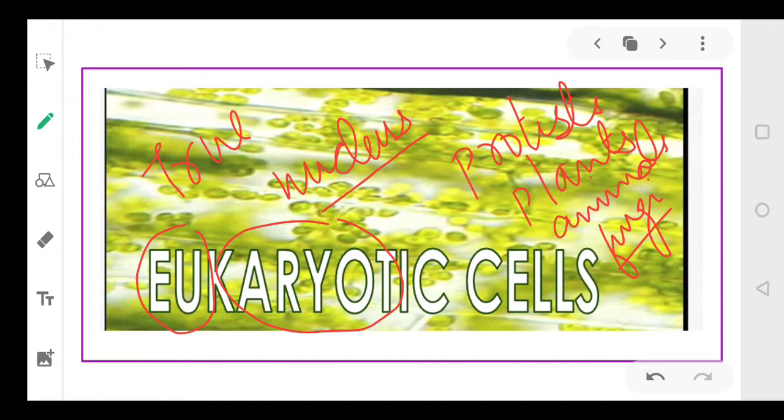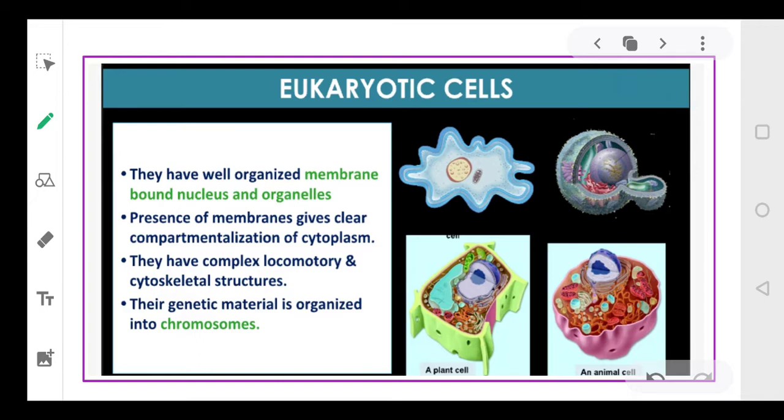In eukaryotes, dear students, there is an extensive compartmentalization of the cytoplasm because there are lots of cell organelles. There is a presence of membrane bound cell organelles in the cytoplasm of the eukaryotes. The foremost important feature is that they have a well developed nuclear membrane bound nucleus.